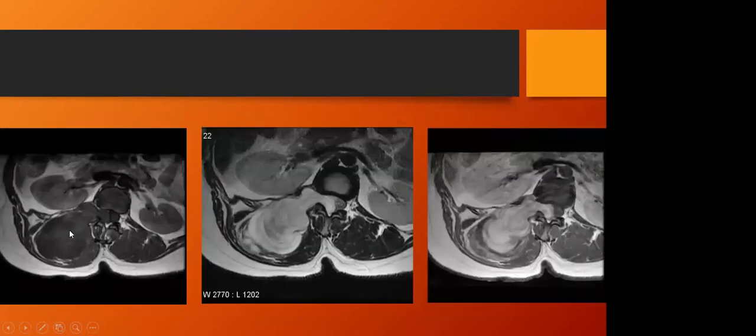MR T1 showing the dumbbell shape with the intradural and extravertebral components, showing the dumbbell shape seen, as we said, in a small percentage of the cases. Here, sites for hemorrhage, and here the after contrast enhancement.